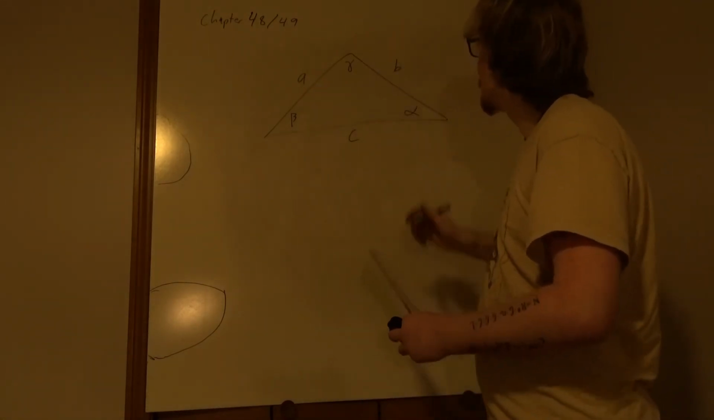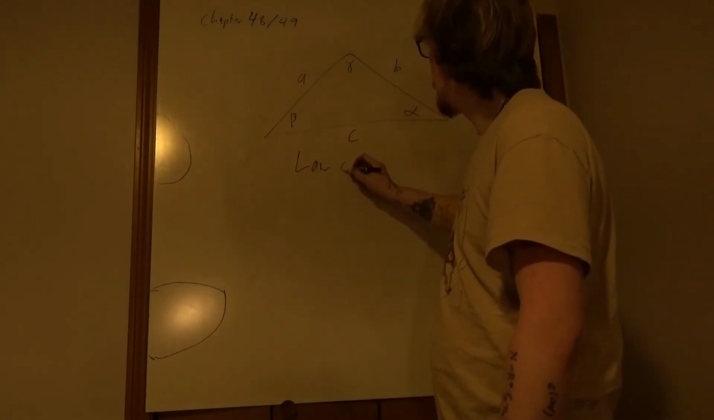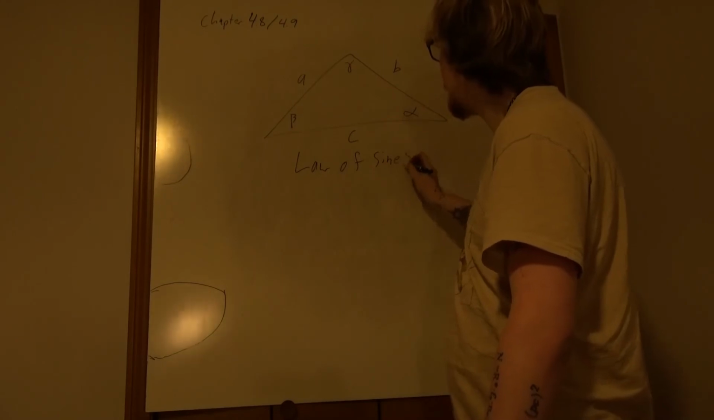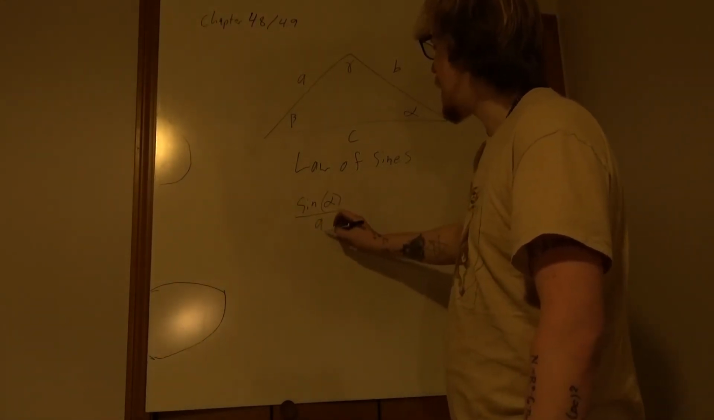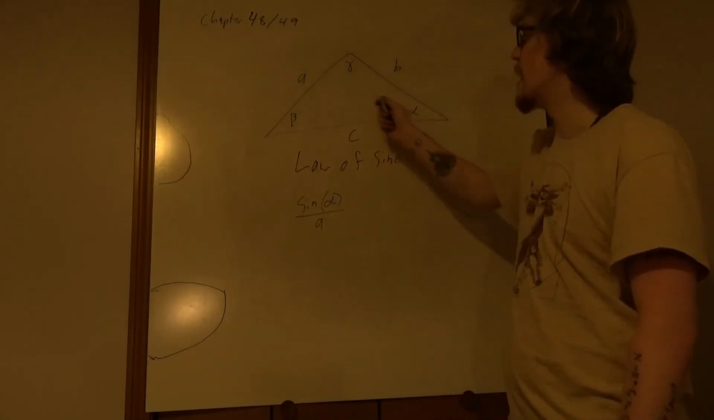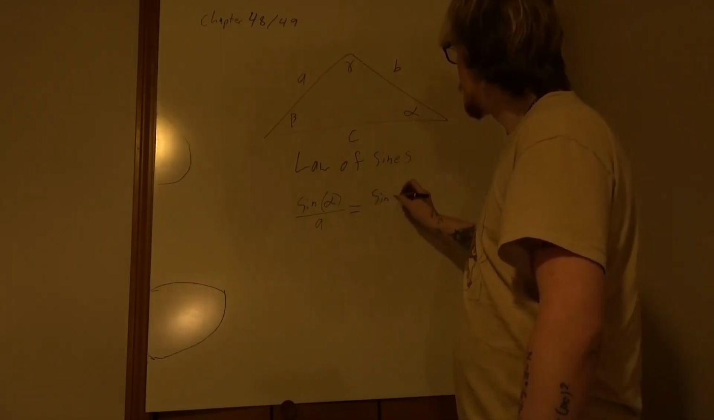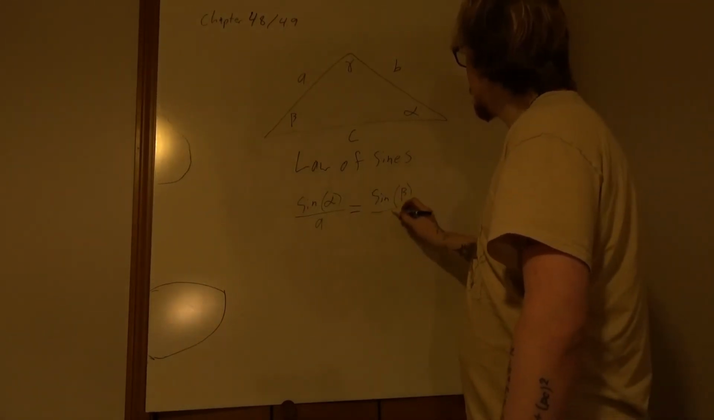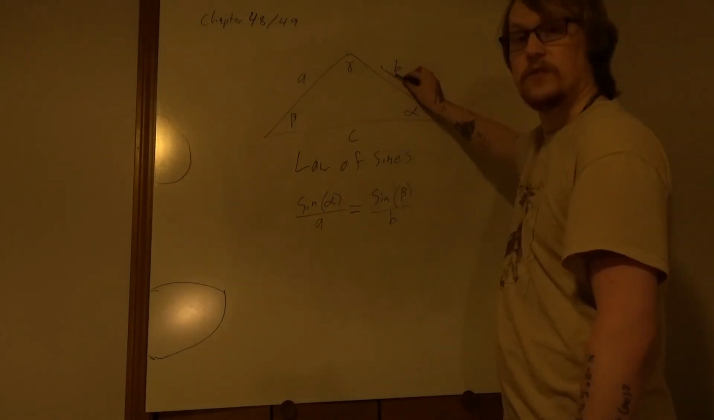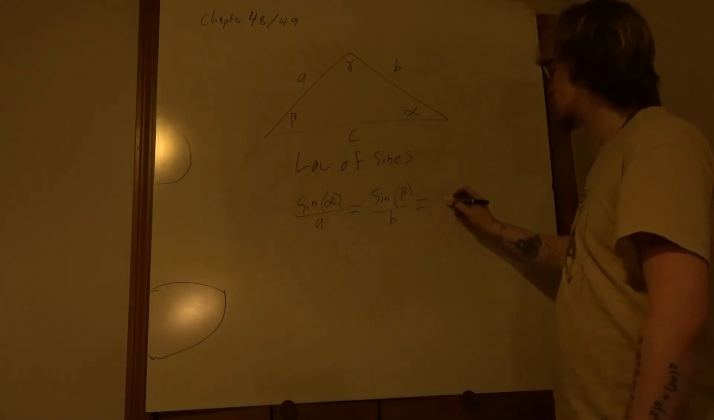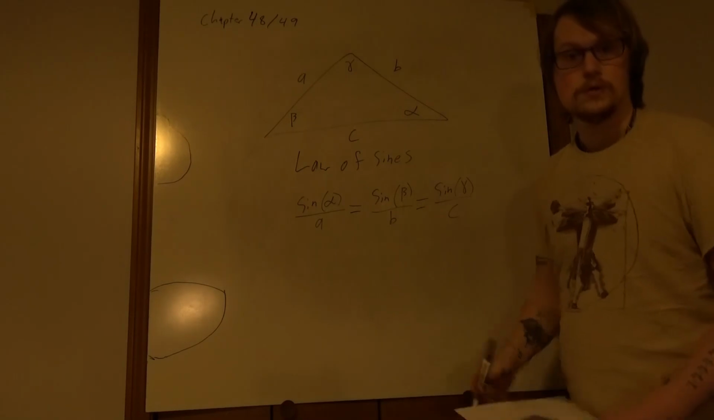But if we have this situation, the law of sines says that the sine of alpha divided by A, so the sine of this angle divided by the length of the opposite side, is equal to the sine of beta divided by B. So the sine of this angle divided by the length of the opposite side is also equal to the sine of gamma over C. So this is the law of sines.